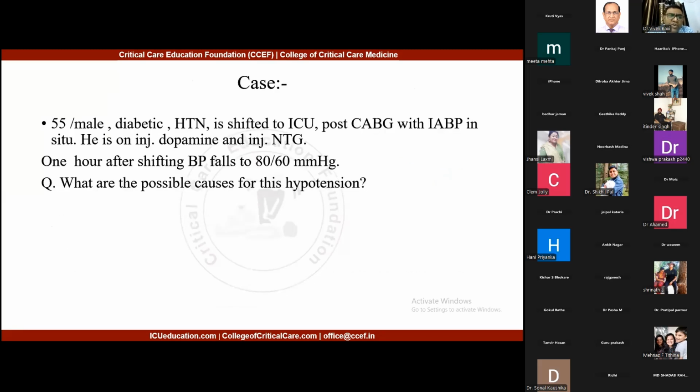So now again, coming back to our case, please write down: 55 diabetic hypertensive post CABG shifted to ICU with IABP on dopamine and NTG, BP after 1 hour 80/60. What are the possible causes for this hypotension?